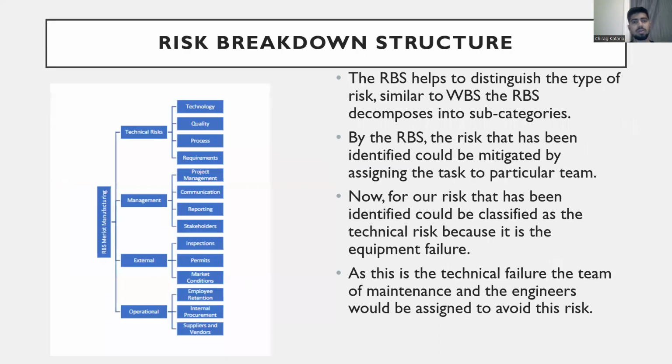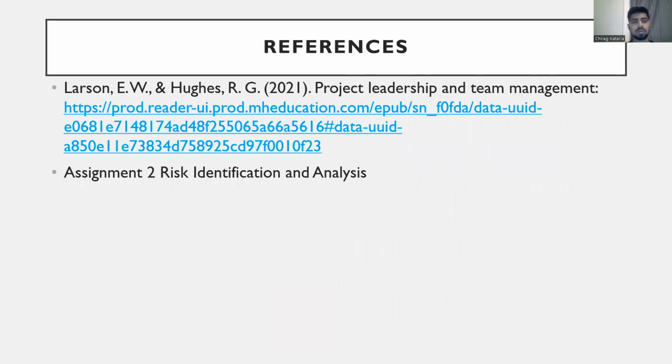Now discussing the risk breakdown structure. The RBS helps to distinguish different kinds of risk. There are technical risk, management risk, external and operational. So in our case, this risk can be categorized as a technical risk, where there can be equipment failure, where the maintenance team and engineers could work together to solve and diminish this risk. Following are other references that I have referred to.